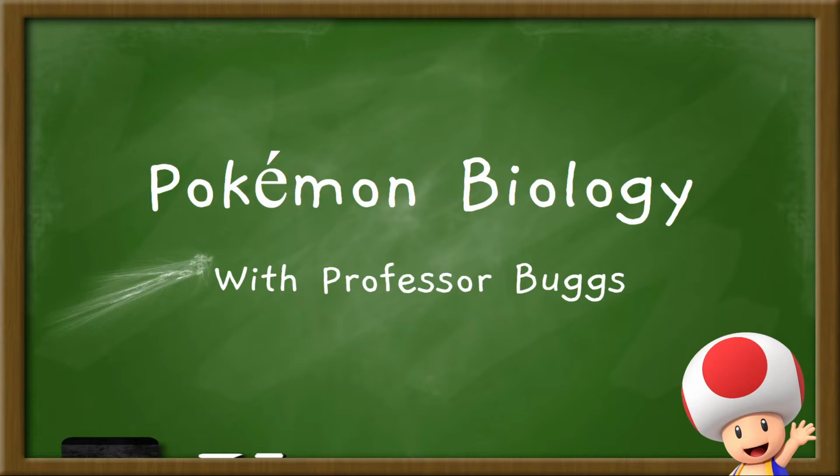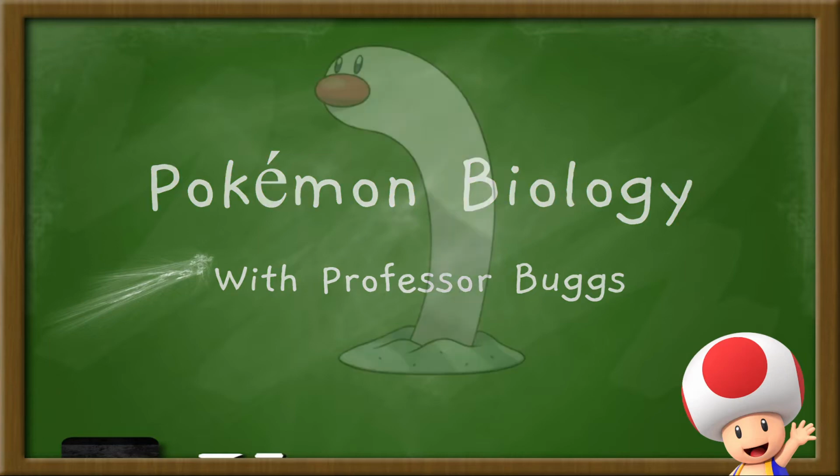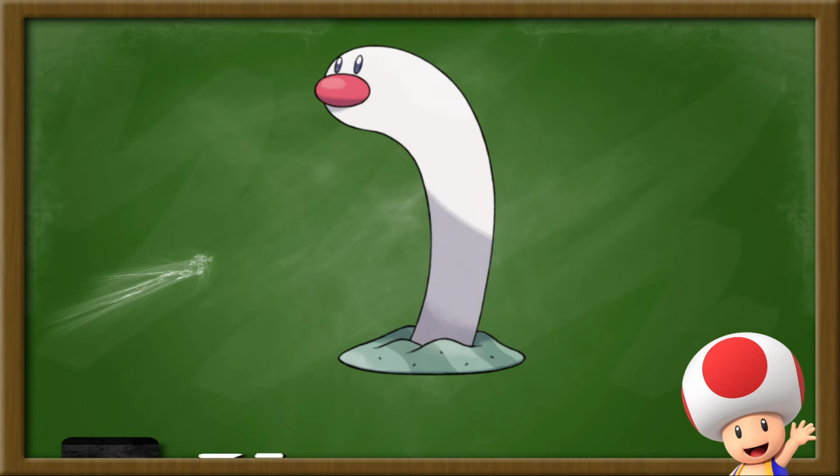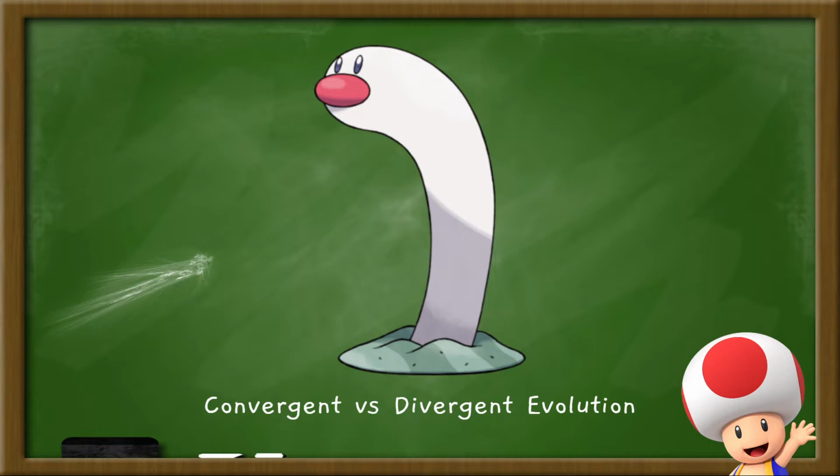Recently, in the trailers of Pokemon Scarlet and Violet, a Pokemon has created some controversy with its origins. And that Pokemon in question, which we'll be analyzing using biology, is Wiglett. And the topic of today's episode is Convergent versus Divergent evolution.